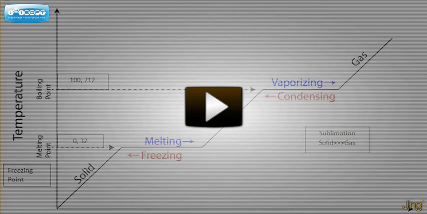And above that you see boiling point at 100 degrees Celsius and 212 degrees Fahrenheit. And yes, melting point and freezing point are at the same temperatures, as I hope you will be able to understand as we look at this diagram more carefully.